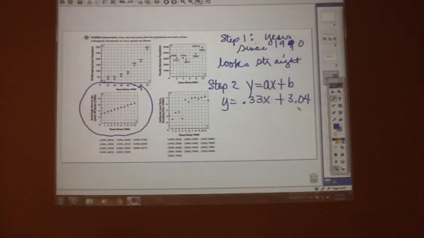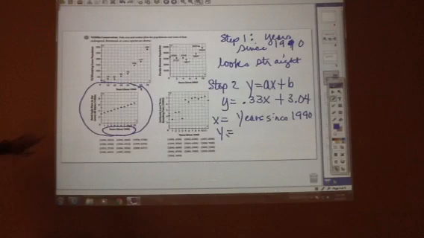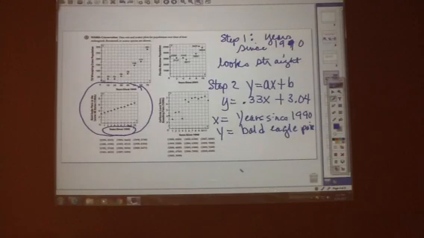What that means is, I'm going to say over here that x equals, whatever that says right there, years since 1990. What does y stand for? Whatever this says right here, bald eagle something pairs. I don't know. Bald eagle pairs. That's what our variables stand for.